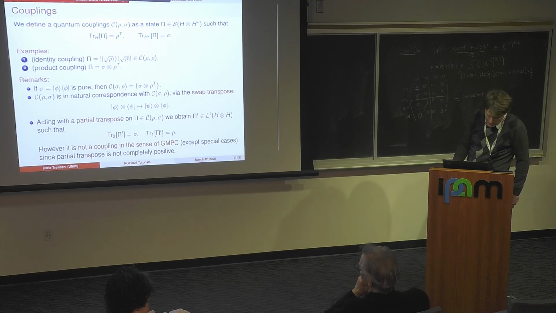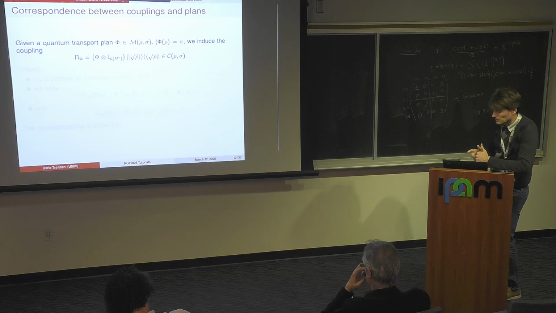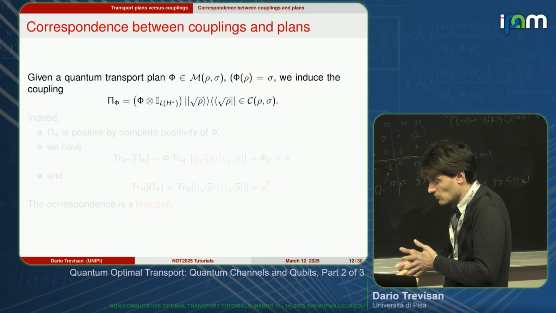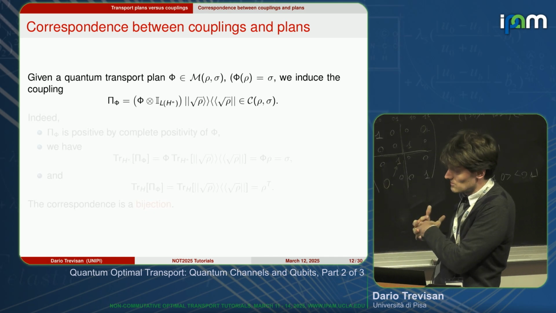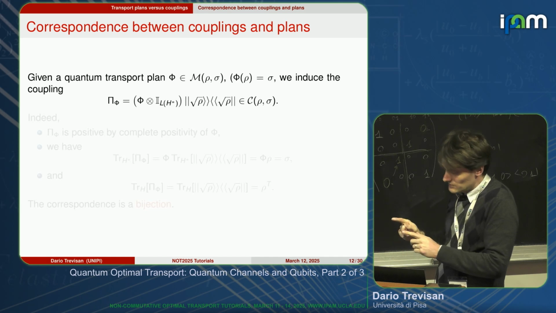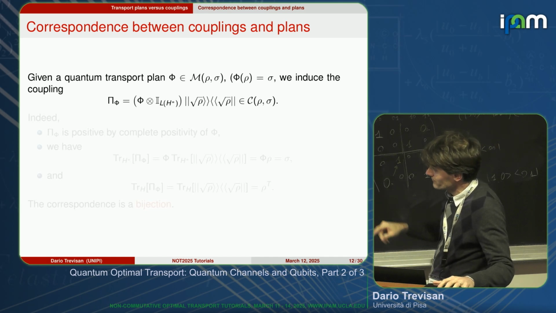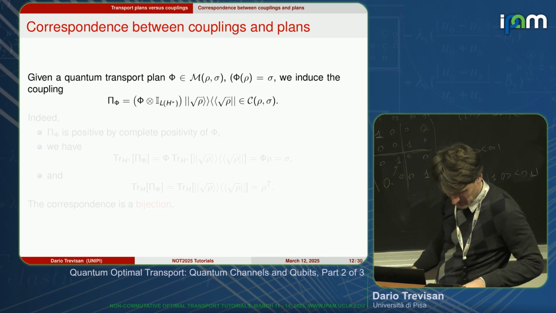But this is a different notion of couplings, which, questions on this? Well, which is in correspondence with transport plans, okay? So if you're looking for a coupling which has a meaning in terms of channels, in terms of plans, this is a good one, okay? Because in general, given a transport plan phi, remember transport, okay, starting with this.